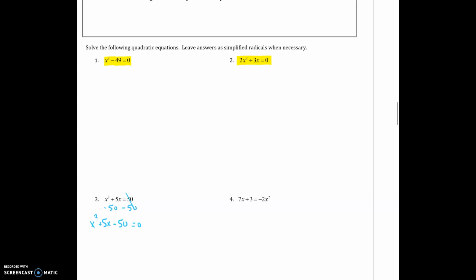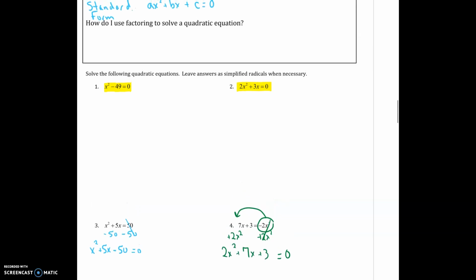So on number 4, when people want to move stuff over, you want to make sure that your leading term, the x squared term, the coefficient, the number in front of it, is always positive, because that's how we're teaching you how to factor. So I don't like the fact that this is a negative 2x squared, so I'm going to be moving this to the other side through addition so it becomes positive. So I'm going to add 2x squared on the right side, add 2x squared on the left side. On the right side, they cancel out, so now it equals 0, and my left side in standard form is the x squared term, then the x term, and then the constant. So from there, we're going to start factoring.